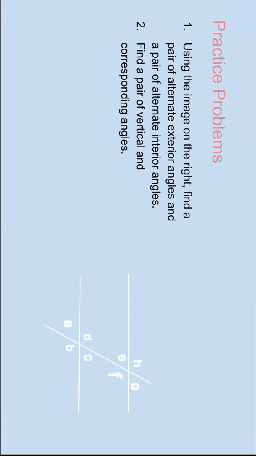Find a pair of vertical and corresponding angles. Okay, so we could say that angles H and F are a pair of vertical angles because they will always have the same angle. And a pair of corresponding angles would be B and F.